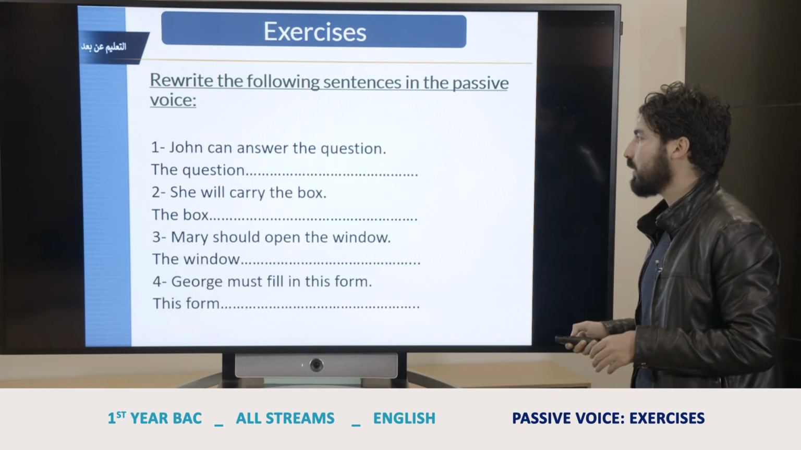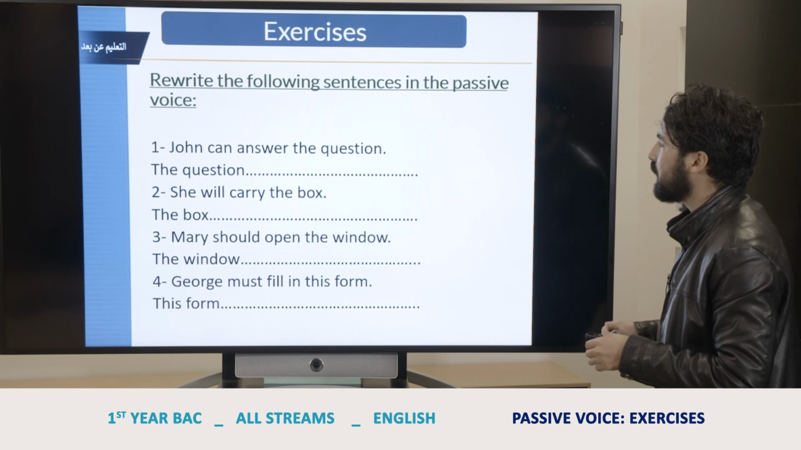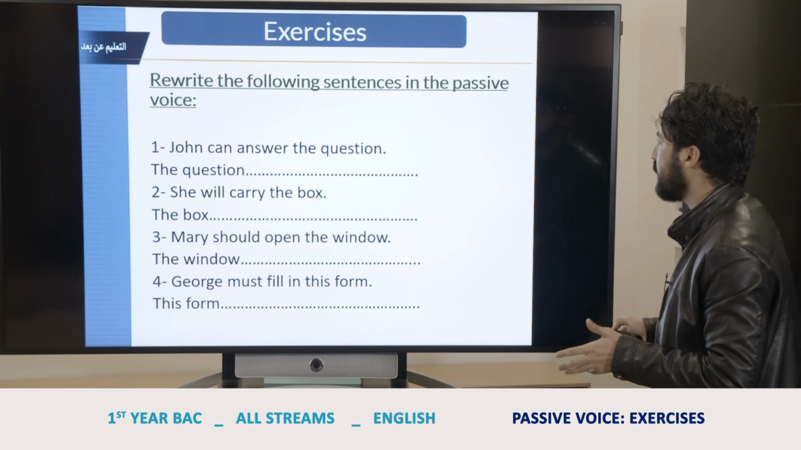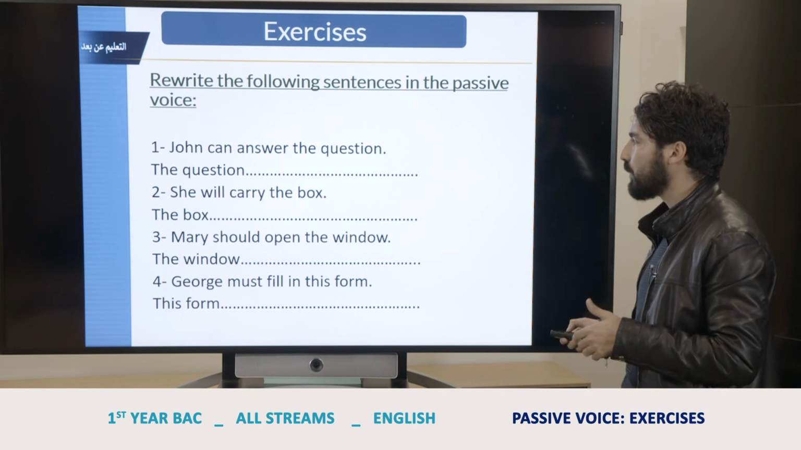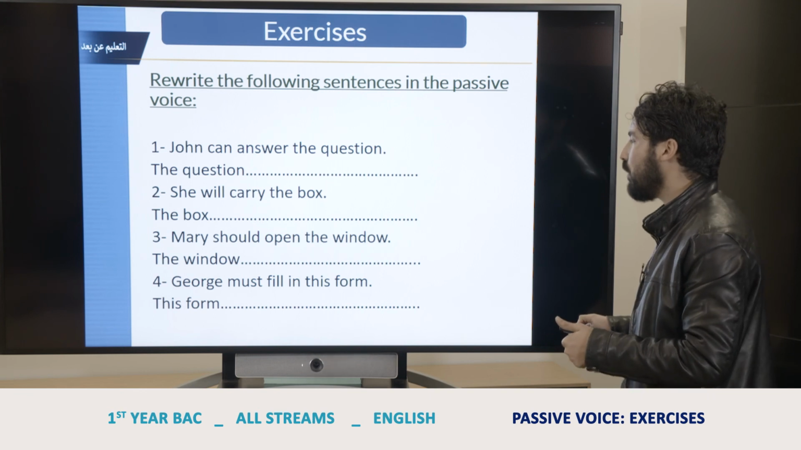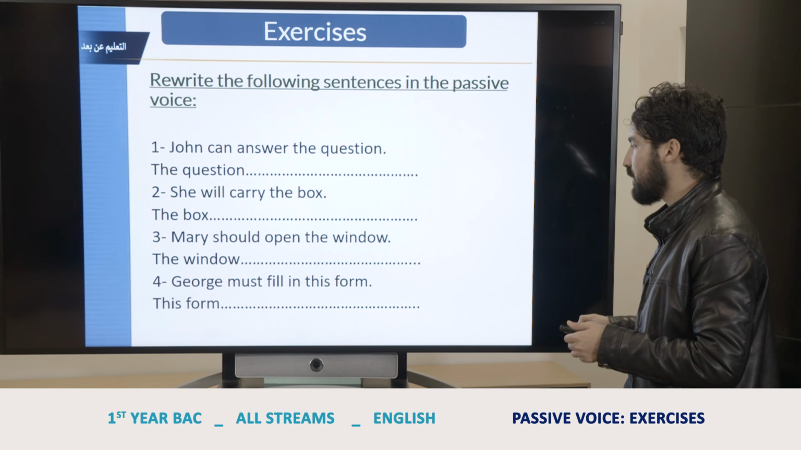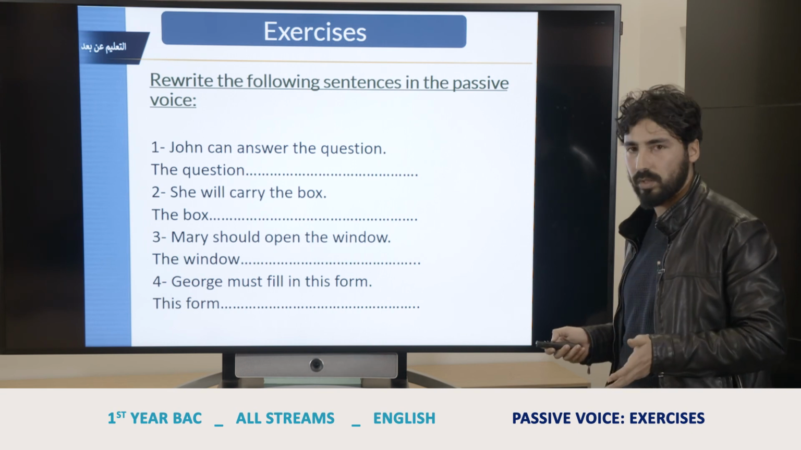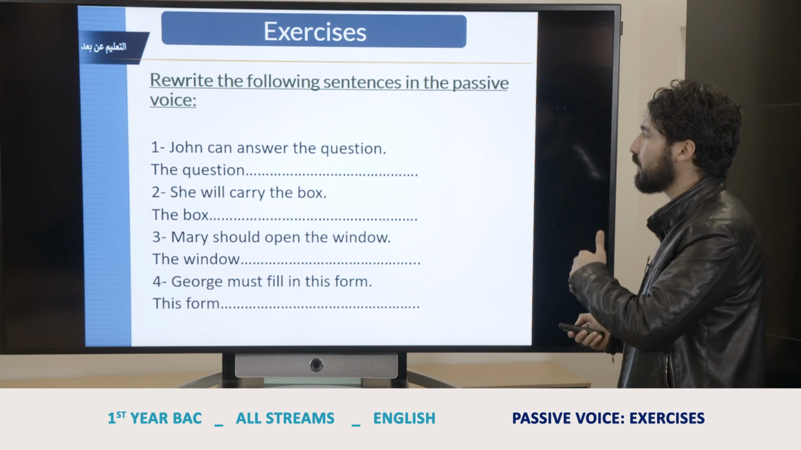Let's look at this last example of exercises. Rewrite the following sentences in the passive voice again. Number 1, John can answer the question. Number 2, she will carry the box. Number 3, Mary should open the window. And last one, George must fill in this form.